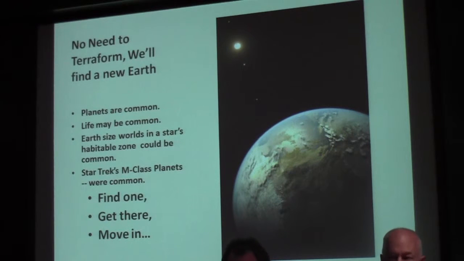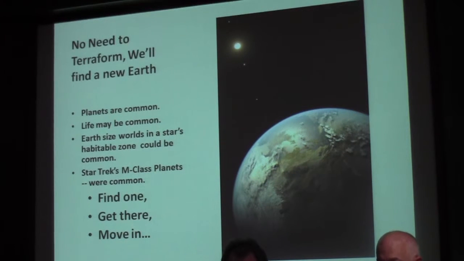The other argument I have is, okay, we don't need to terraform anything because we'll just go out in space and we'll find preformed planets. Planets are common, that's a fact. We seem to be finding them everywhere we look. Life may be fairly common. Again, that's an open question. We don't know. That's a real good reason to go to Mars and Titan and Neptune and see what's out there. Is life common or not? We don't know.